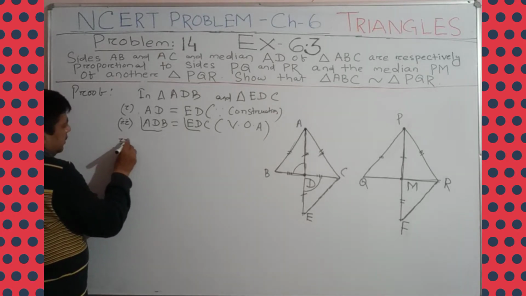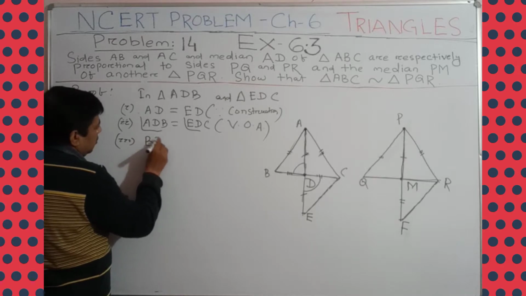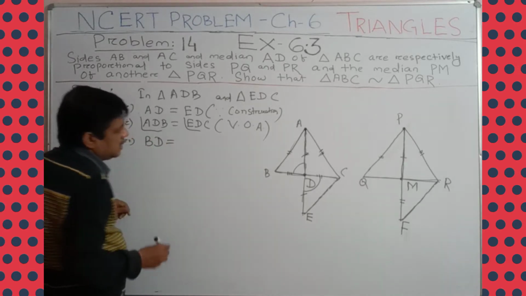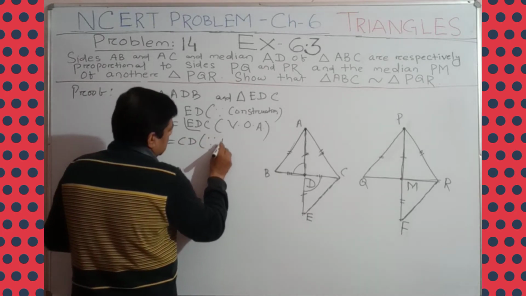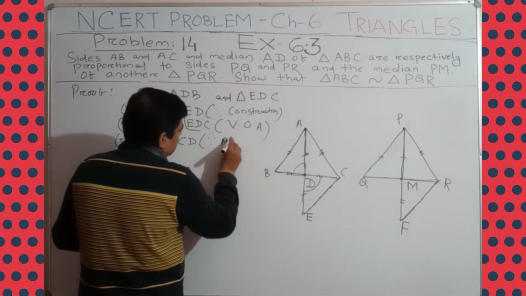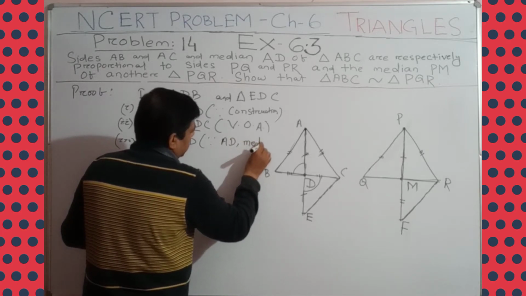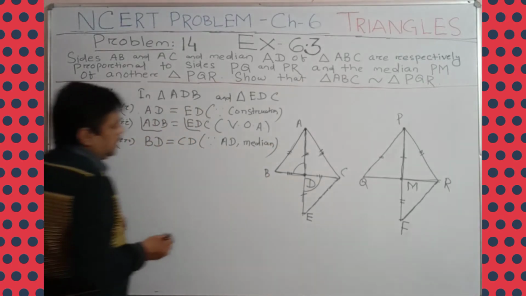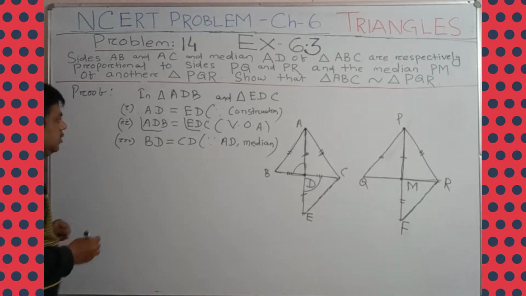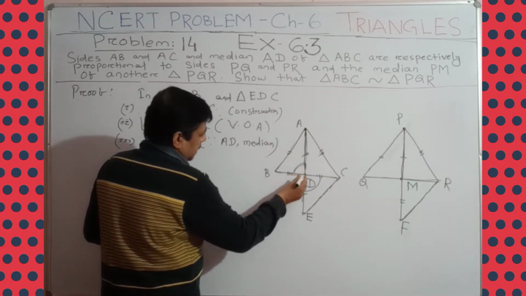Third point, BD is equal to how much? CD. Why? Because of the median. Since AD is the median, D is the midpoint of the side BC. That's why BD is equal to CD, right? So you are looking clearly: side, angle, side.